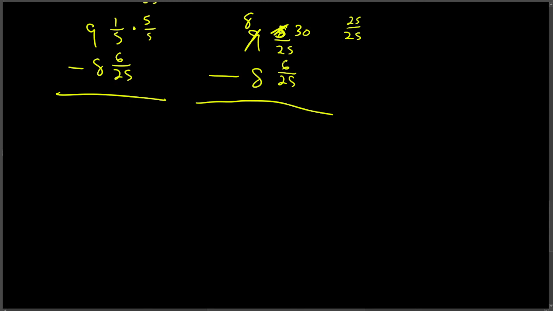Now I can subtract the fractions, 24/25ths, and I can subtract my new whole numbers, which is 0. And so this subtraction gives me this.